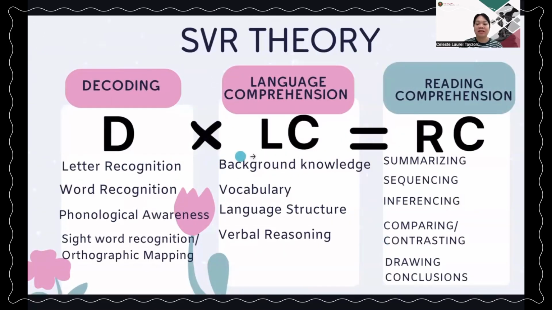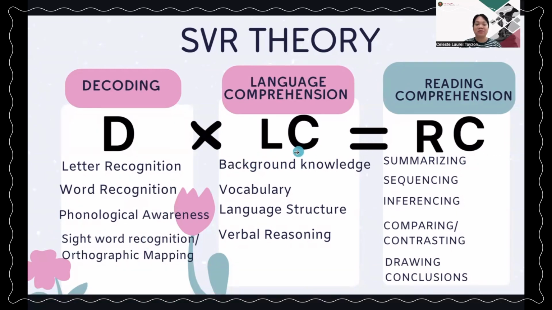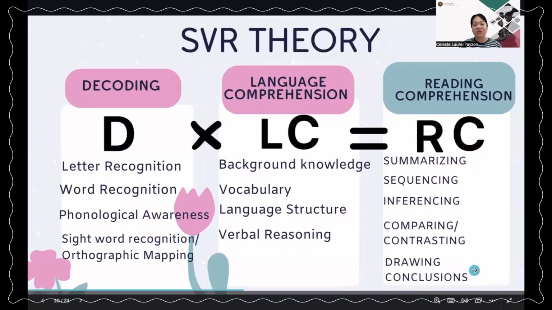So D times LC equals RC. So decoding skills may include letter recognition, word recognition, phonological awareness, sight word recognition, orthographic mapping. Times LC language comprehension, which may include background knowledge, vocabulary, language structure, verbal reasoning, equals RC reading comprehension, which may include summarizing, sequencing, inferencing, comparing, contrasting, and drawing conclusions.